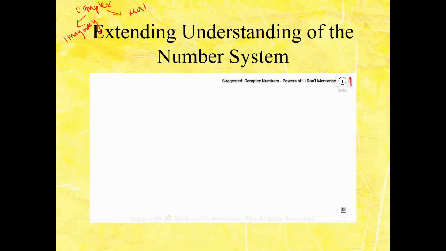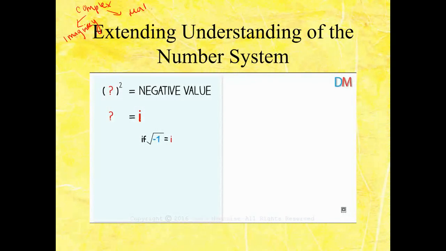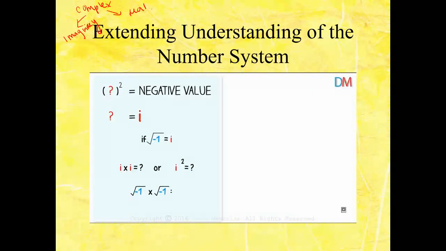Now you'll be able to answer the two questions. Can you think of a number which when squared results in a negative number? Yes, it's i. If square root of -1 is i, what is i times i, or i squared? It is root -1 times root -1. That gives us -1. There you go. We got a negative number by squaring a number.